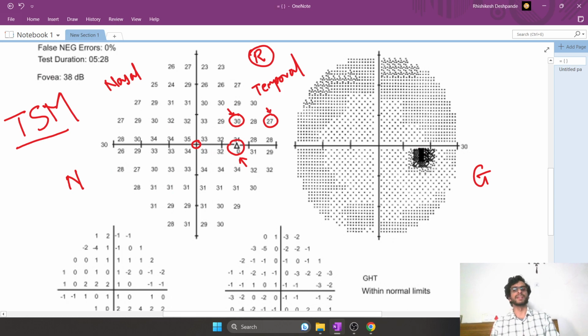What does grayscale mean? Grayscale is basically a black and white based interpretation of the same data that is given in numerical. The only difference is that areas with a higher sensitivity, which means closer to fixation generally, will be lighter in color, whiter in color, and areas with a lower sensitivity, where there is likely to be a pathology, will be darker in color. So this is roughly a normal perimetric report.